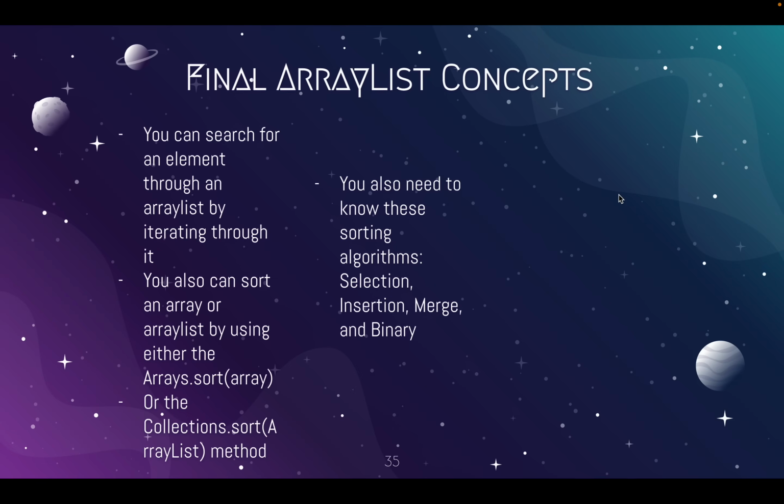So, final things about array lists. You can search through an array list by iterating through it, just like an array. You can also sort an array or an array list. For arrays, you need to use Arrays.sort. For array lists, you need to use Collections.sort. And be sure to know these algorithms. We won't go over them because they're somewhat complicated, but you might get a few questions on the selection sort, insertion sort, merge sort, and binary search.